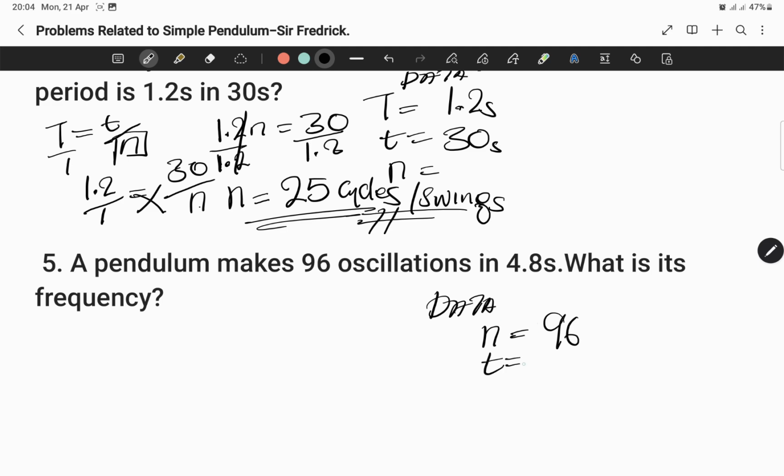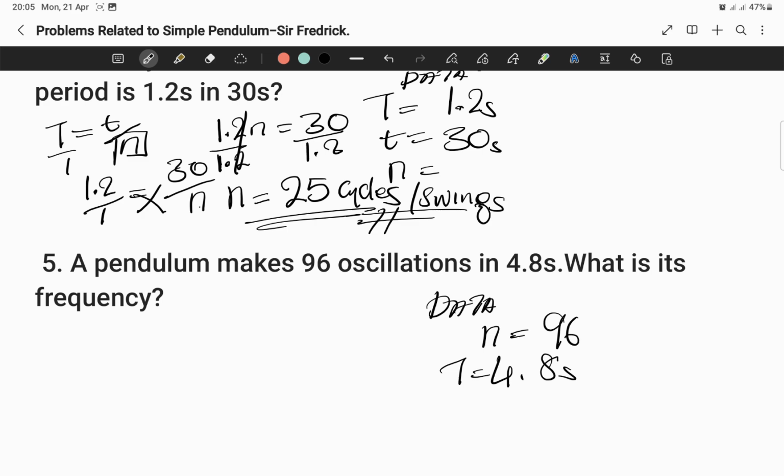Time taken was... okay, that was a period. So period was 4.8 seconds. So how do we now handle this?